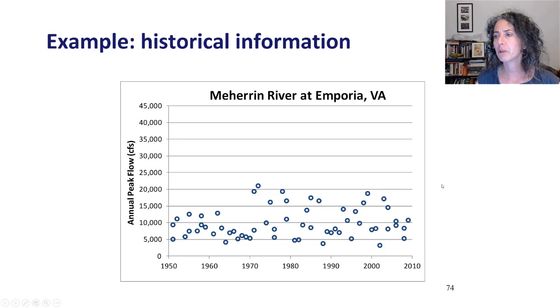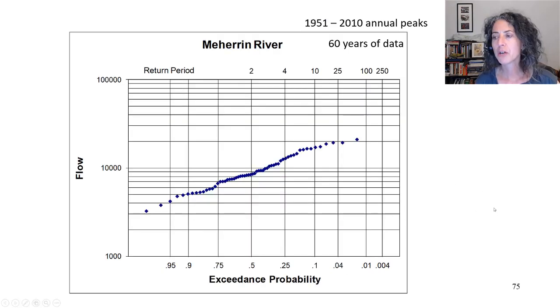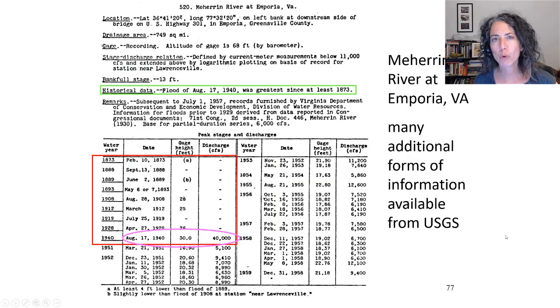So here's an example from Virginia on the Meherrin River. So we have 60 years of annual peak flows. To fit a log Pearson type 3 distribution to just these values gives the pink curve. But the USGS actually records quite a lot of information for these sites. So before USGS posted the annual peak flow data on the web for us to download, they published a book every year that had a page for each site. And they published flows, not just the annual peak flows, but also lower flows from each year that would be helpful in doing a partial duration analysis, and also with a lot of historical information recorded.